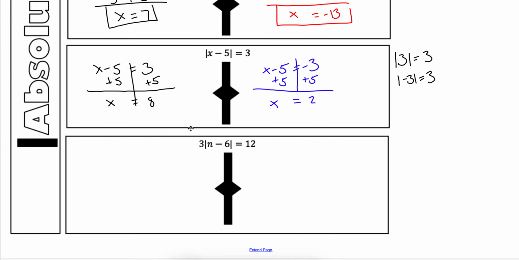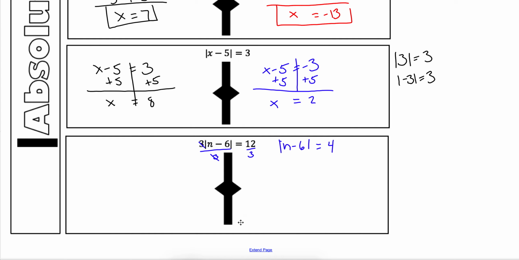If you plug in either 8 or 2, you will get a right solution. All right, well, we got more than one step here. We need 3 times the absolute value of n minus 6, which equals 12. Well, first thing we need to do is get rid of this 3, so we have to divide both sides by 3. Let's do that first. Those cancel, and we are left with the absolute value of n minus 6 is the same as 12 divided by 3, which is 4.